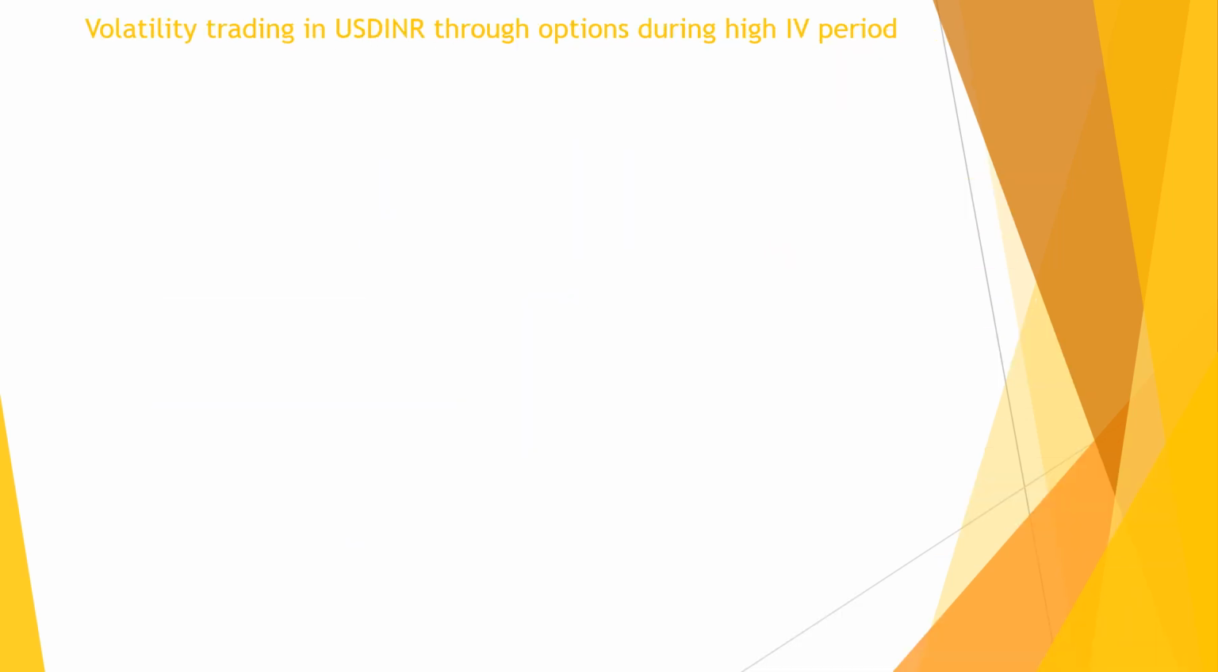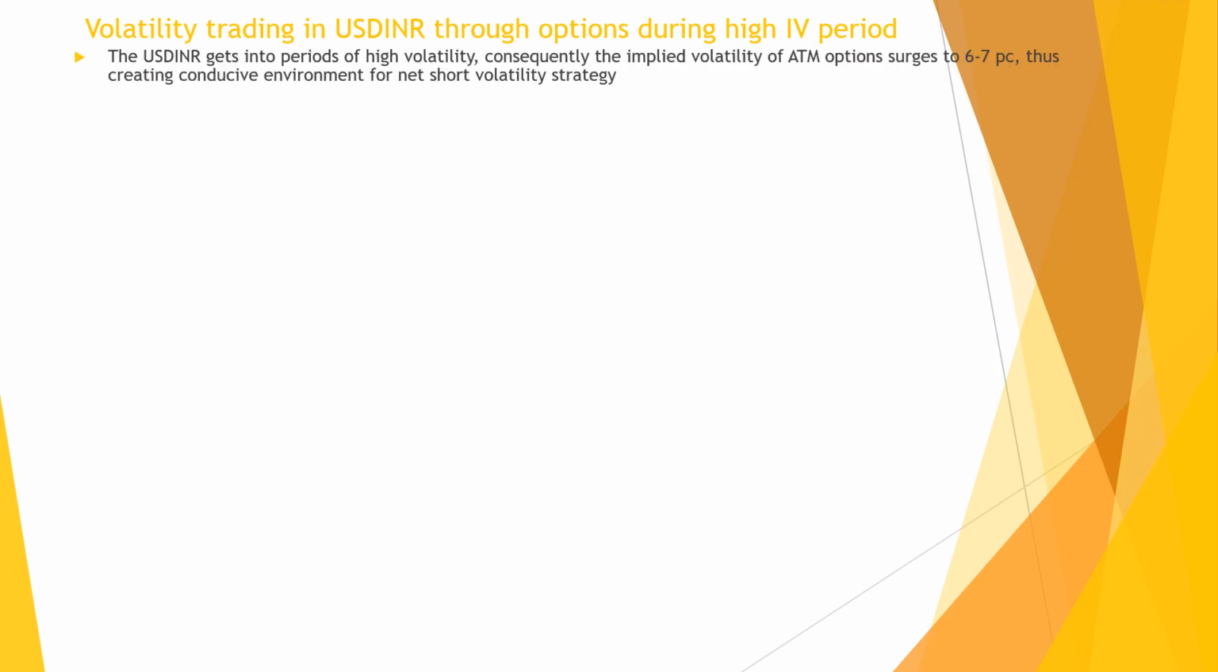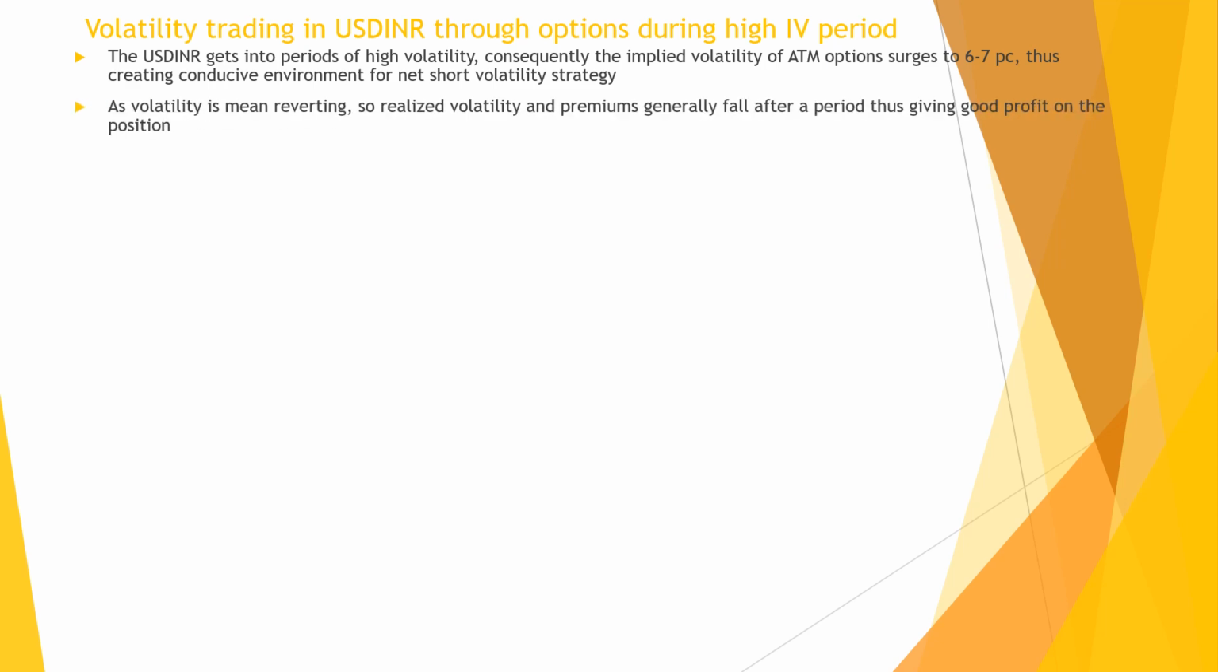Now let's examine how to do volatility trading in USD-INR through options during high implied volatility period. The USD-INR gets into periods of high volatility. Consequently, the implied volatility of ATM options surges to 6 to 7%, thus creating a conducive environment for net short volatility strategy. As volatility is mean reverting, so realized volatility and premiums generally fall after a period, thus giving good profit on the position.